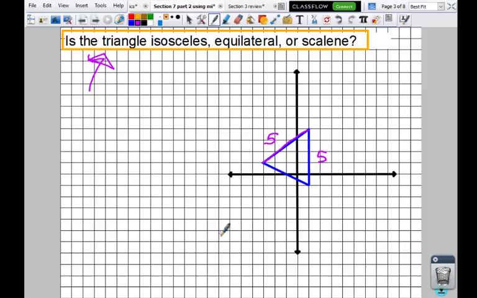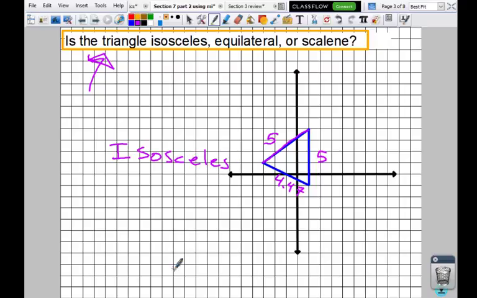What about this one? That's a 4. I got 4.47. I got 4.47. I rounded it up. Yeah, 4.47. All right. Pretty good. Which makes this isosceles. At least we understand what we messed up on. All right.